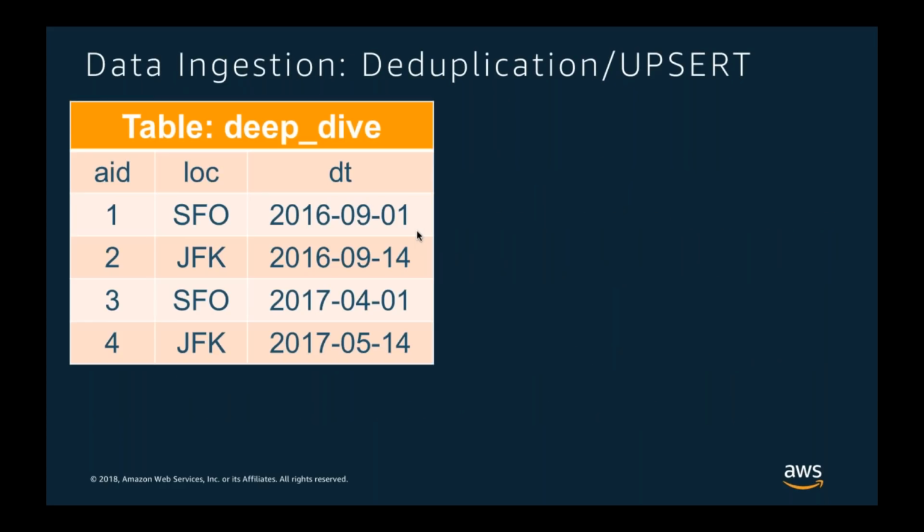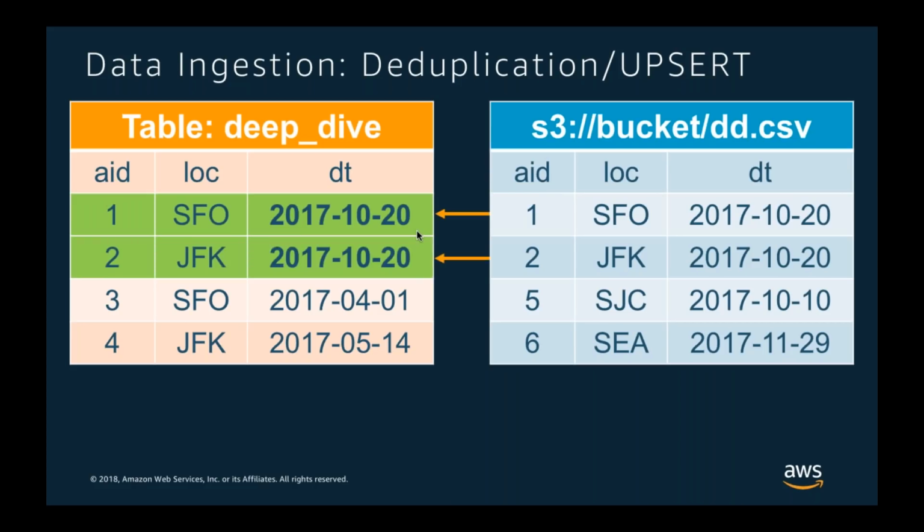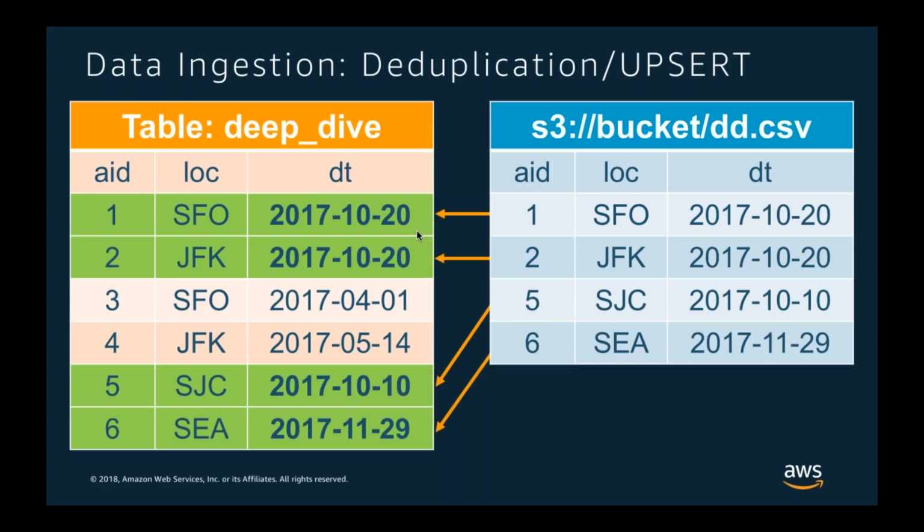So let's talk about a practical use case where you have some kind of upserts happening. You have existing data. This is again going back to the same deep dive table. I have those 4 records, and I'm getting a new data set which has 2 records which are an update for existing records. The same AID 1 and 2, there's an update for those records. And I'm also getting 2 new records, inserts basically, right? A typical upsert operation. So how do you go about doing this on Redshift?